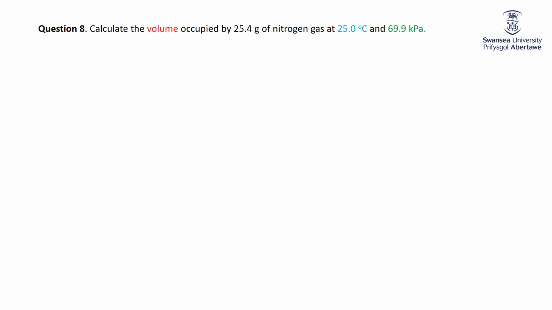Fairly straightforward PV equals nRT question. We want to know the volume, we've got the temperature, we've got the pressure, and we've got grams of a gas, so we can easily turn that to moles. So let's go through what we know. Pressure, 69.9 kilopascals. That's a fine unit to use, as long as we use the right value of R. Volume, don't know. Grams, 25.4 grams.